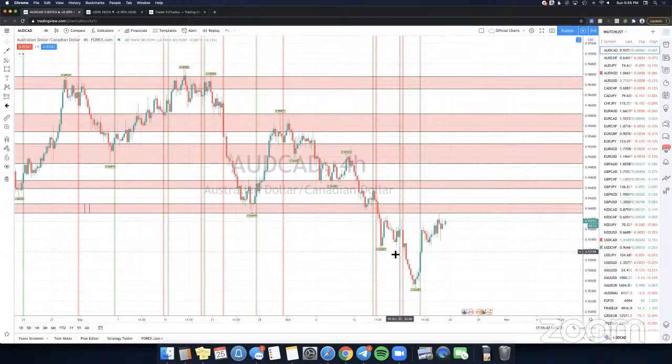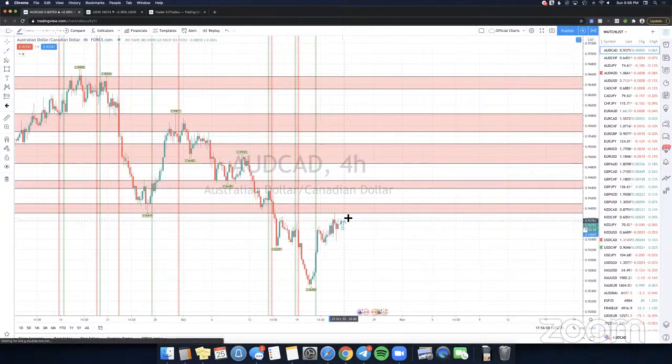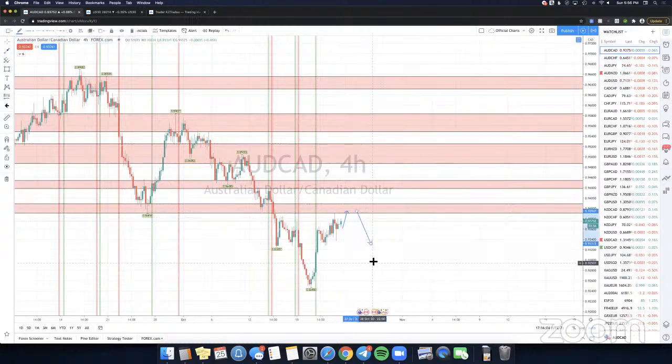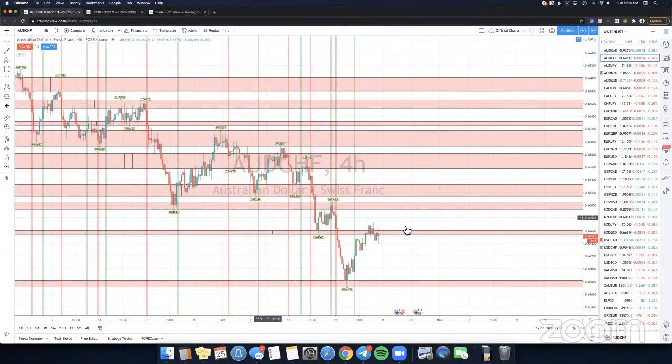All right, so here's odd CAD. There's no entry here, like I mentioned before, because you have a buy signal, but price is way too close to this zone right here. So I'm not going to take a buy position there. If price was to close above here, you got a sell signal and then it came right back down, then I would take a sell. But right now, there's currently no entries available. So I'm just going to skip this, go on to the next one, odd CHF.